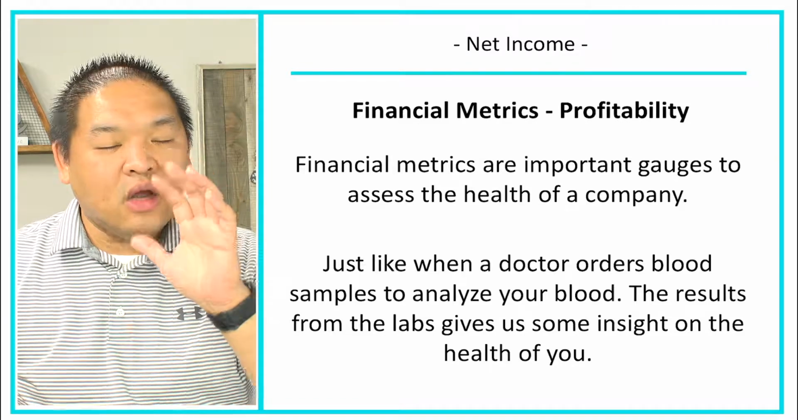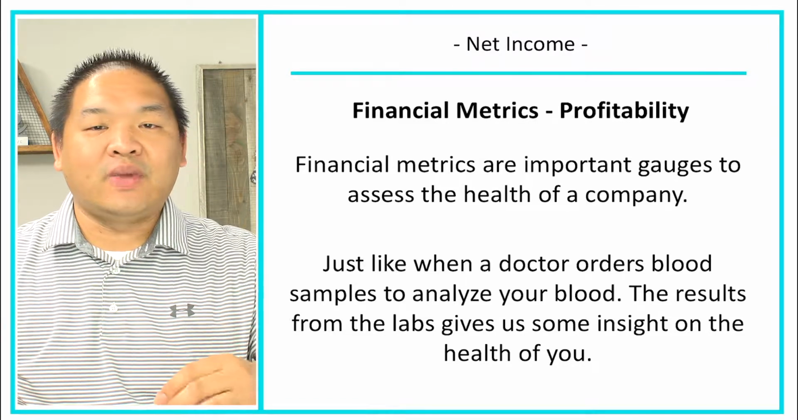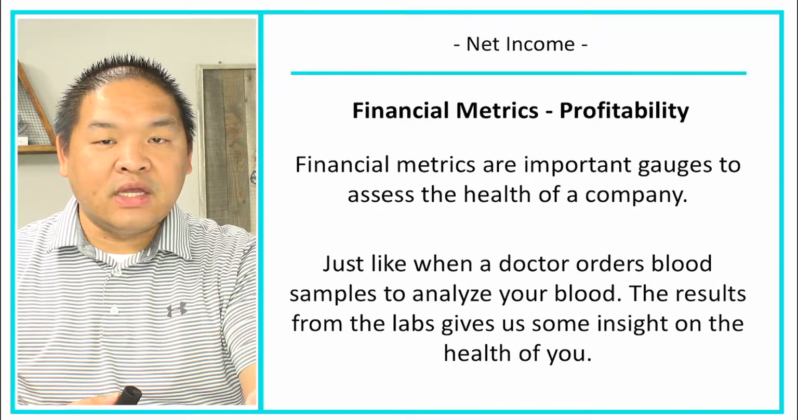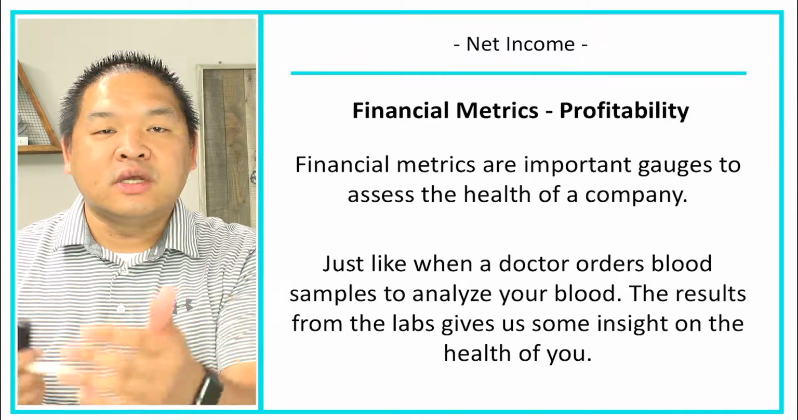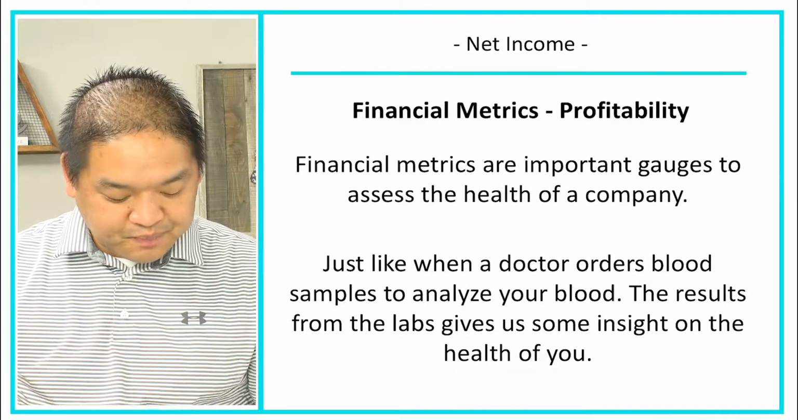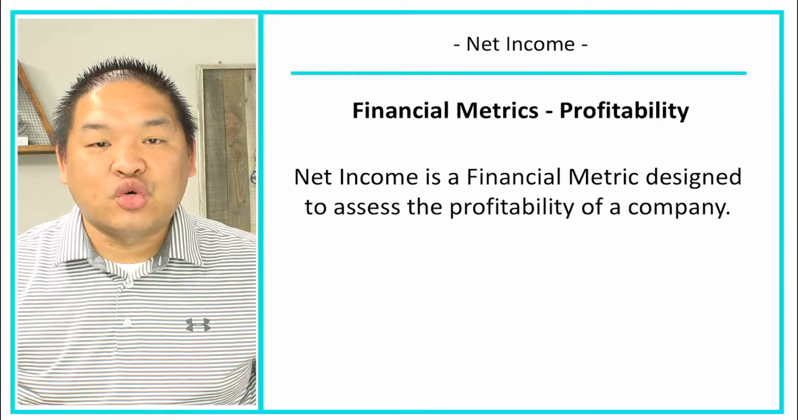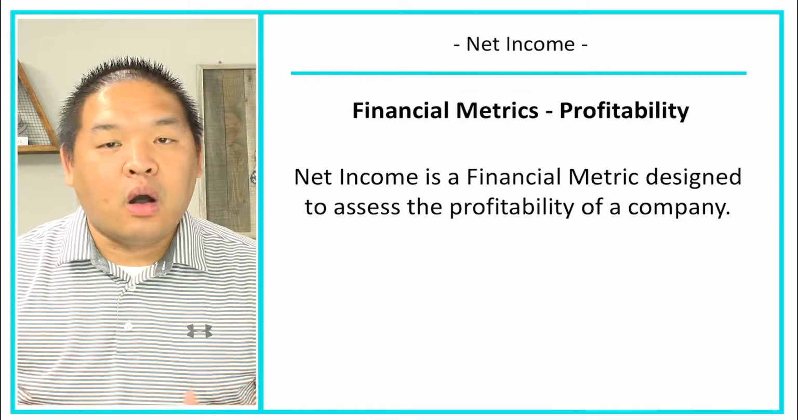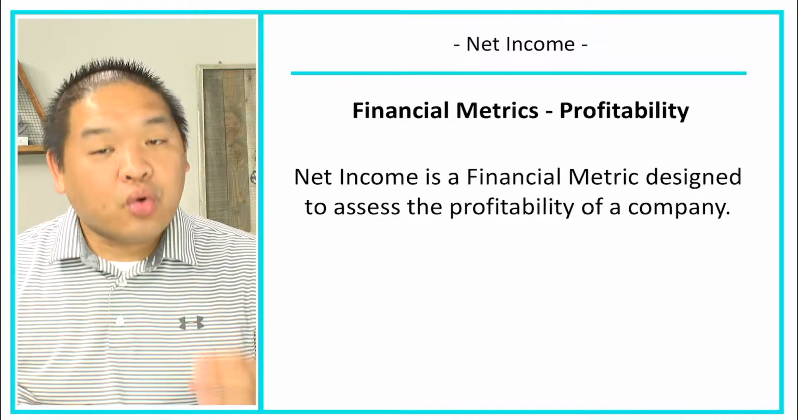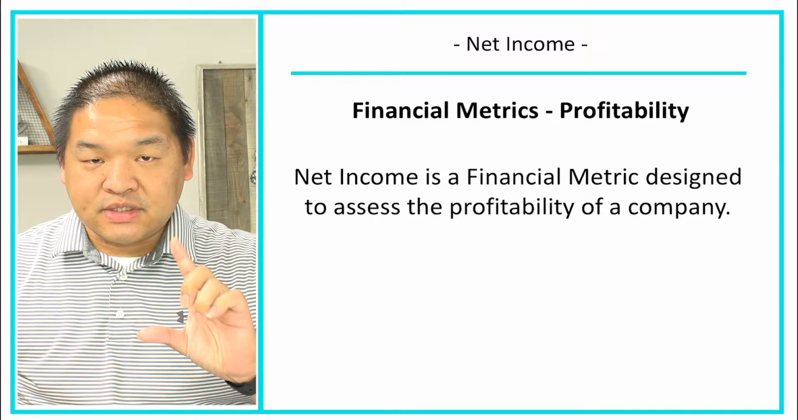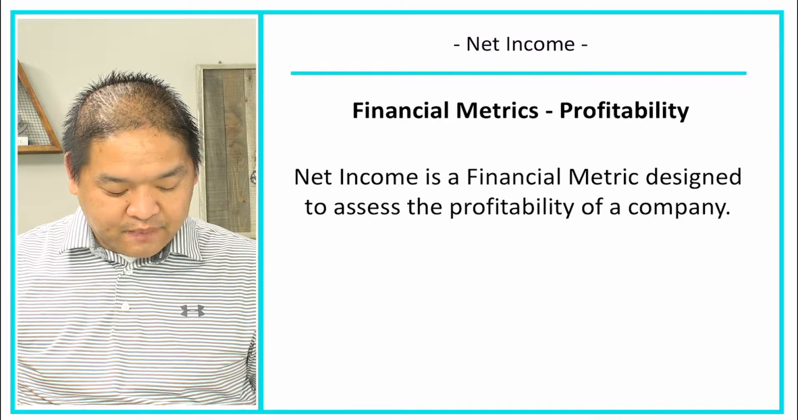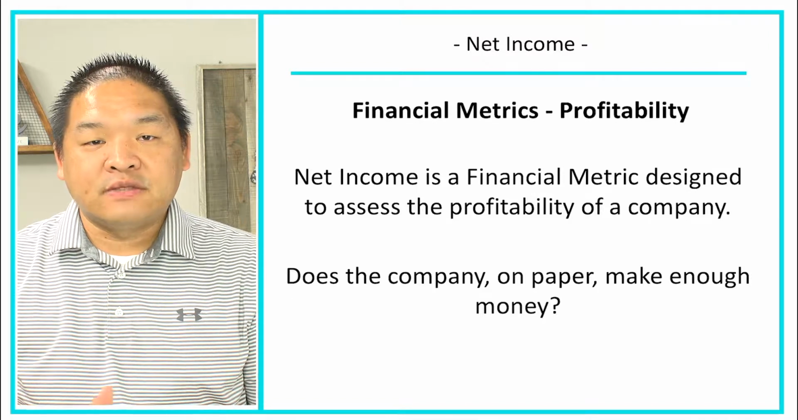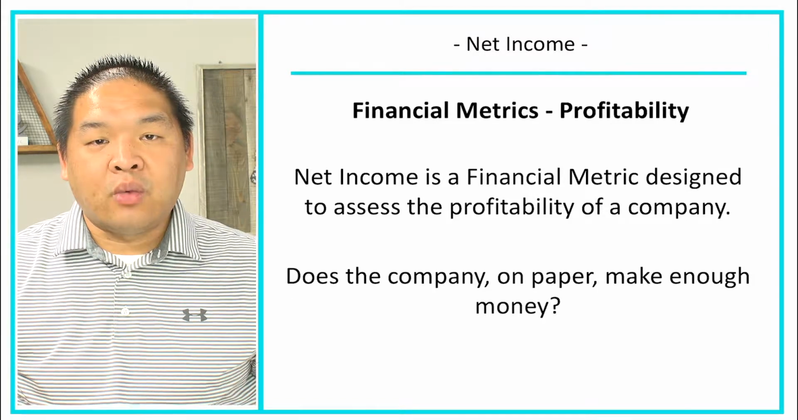Now, of course, this is not the only way to predict health. We can't just take one test from one blood sample to say a human being is healthy, just like we can't do that with this equation of net income or profitability. Net income is a financial metric designed to assess the profitability of a company. And of course, we're all about making sure our companies are profitable at the end of the day, because that's long-term stability. Now, does the company on paper make enough money? That's what we're trying to answer with this financial metric.